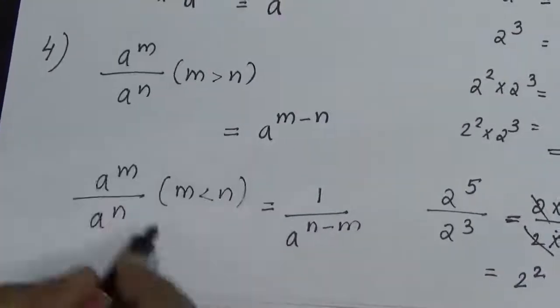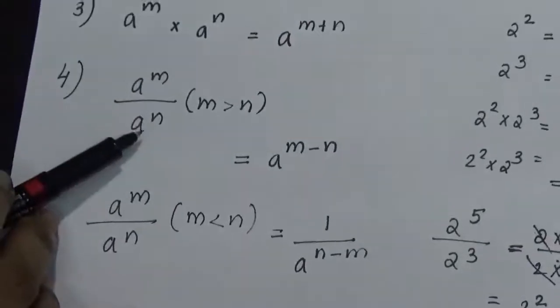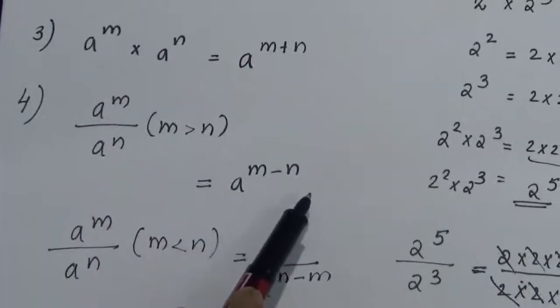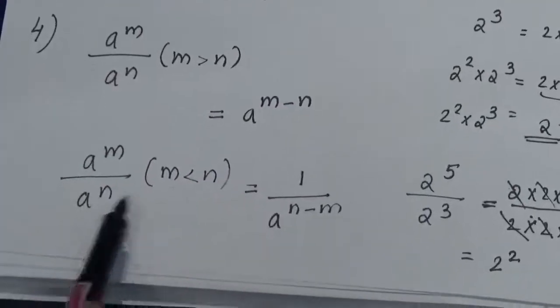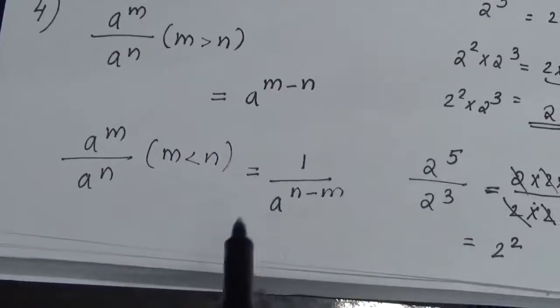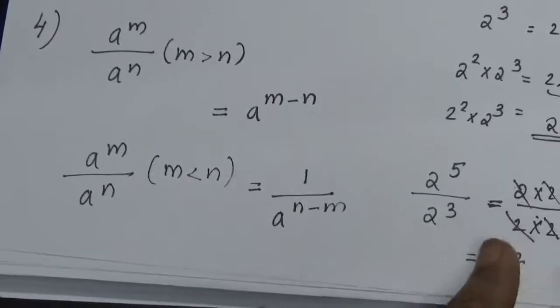So study this: a raised to m by a raised to n is equal to a raised to m minus n if m is greater than n. And a raised to m by a raised to n is equal to 1 by a raised to n minus m if m is less than n.